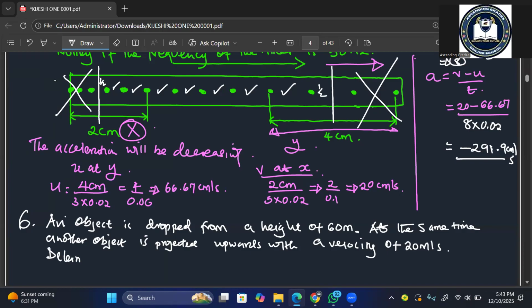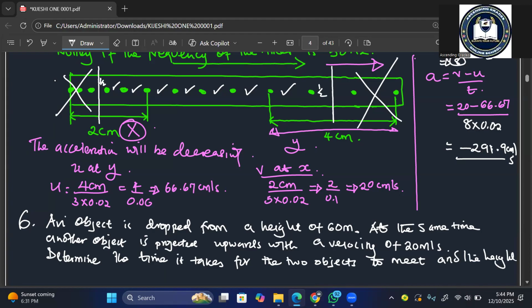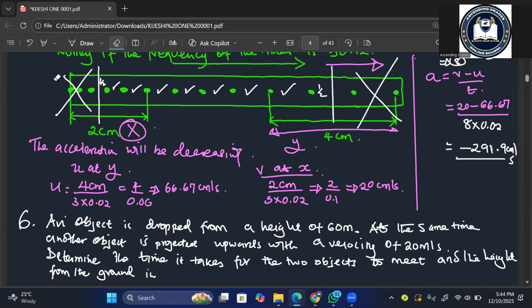Determine the time it takes for the two objects to meet, and the height from the ground to where they meet.